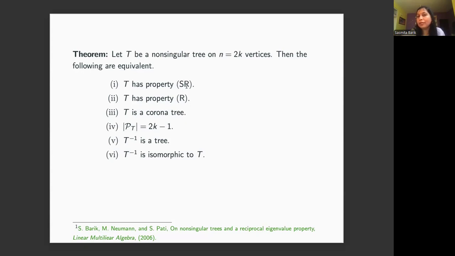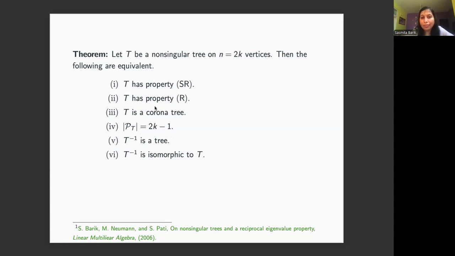That means the multiplicity must be the same. And this class is also the class which Godsil was looking for, that is, the graph whose inverse is isomorphic to itself. So here in the tree case, if you take a corona, then T inverse is a tree and T inverse is isomorphic to T. Okay. And this is the number of alternating paths if I look in T, that is exactly 2k minus 1. Okay. So all these conditions are equivalent.